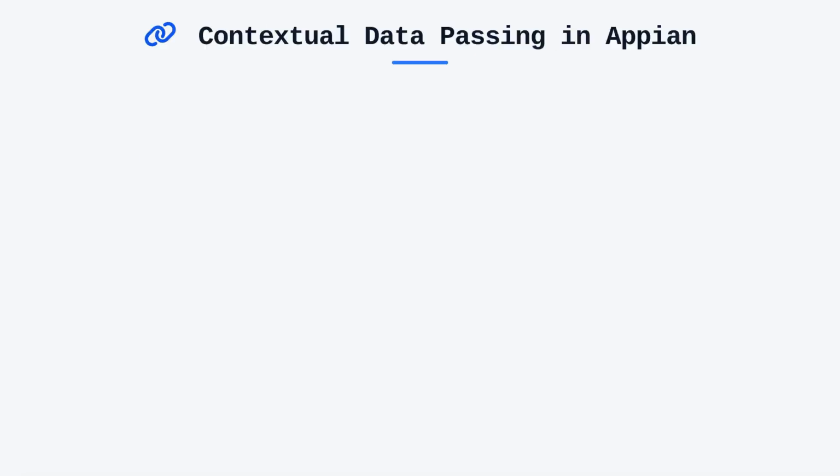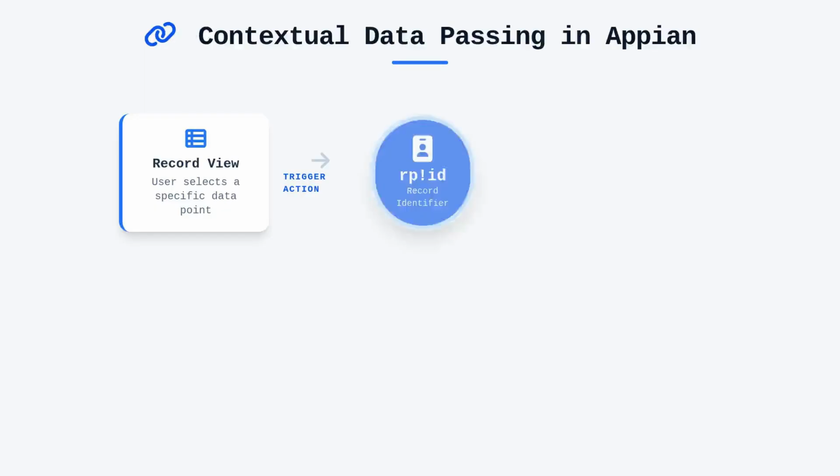The core of this interaction lies in the ability to pass context from the record view into the process model. When an action is triggered, Appian needs to know which specific data point the user is currently looking at to act upon it correctly. This is where the record type identifier, or RPID, comes into play as a crucial contextual variable. By utilizing this identifier, you ensure that the process model always targets the correct row in your database table.